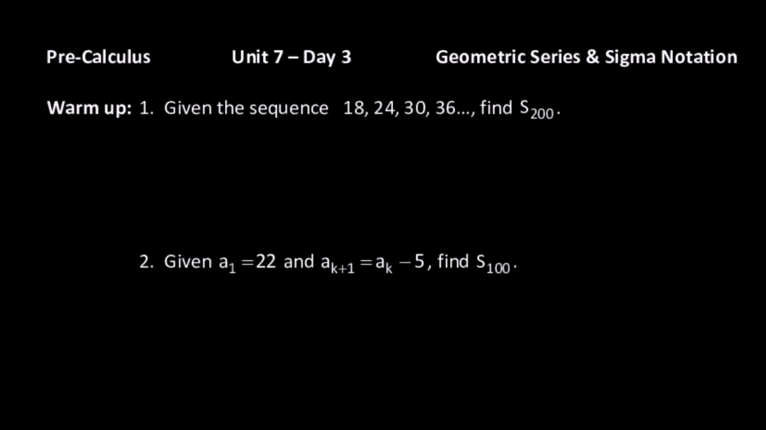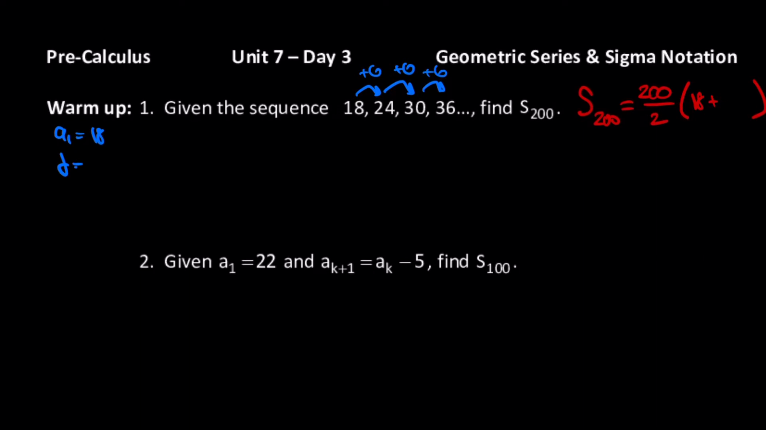So first example, given the sequence 18, 24, 30, 36, find the sum of the first 200 terms. So S200 is 200 divided by 2 times the first term plus the last term, a sub n, or in this case, a sub 200, but I don't know it. So we need to go through and figure out what this pattern is. I'm adding 6 each time. So a sub 1 is 18. The common difference is 6.